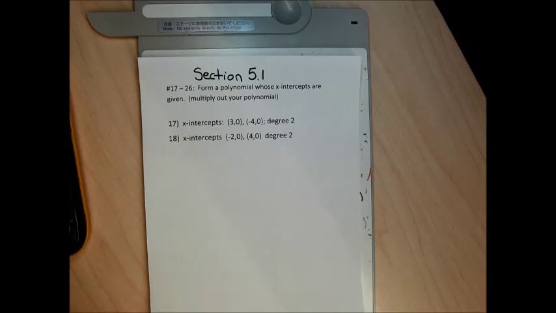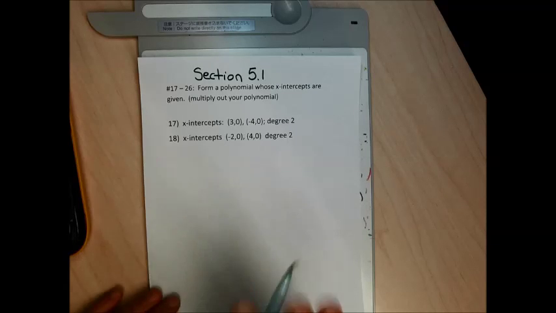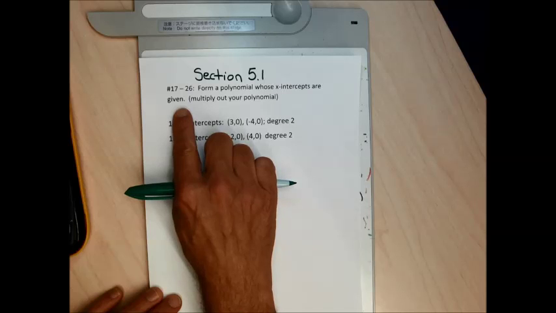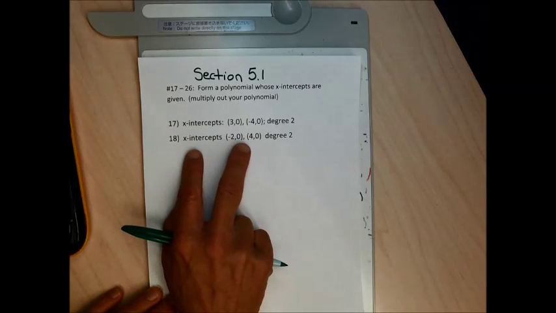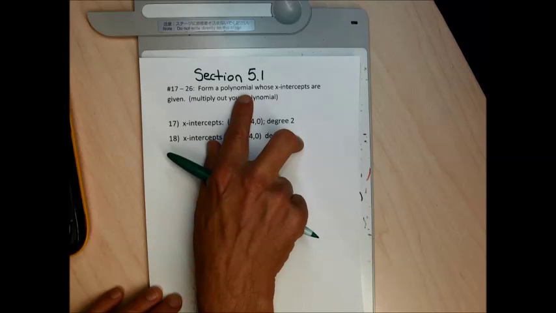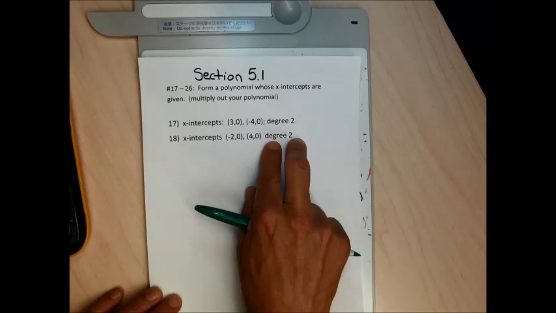Each of the problems between 17 and 26 asks me to form a polynomial whose x-intercepts are given. When I look at the problem, I'll see a few x-intercepts and something about the degree. The degree of a polynomial is its highest exponent. And so what problem 18 wants me to do is create a polynomial whose highest exponent on the x is 2.